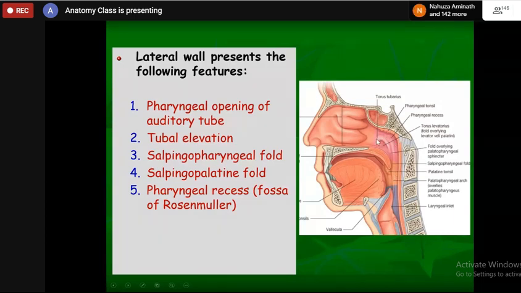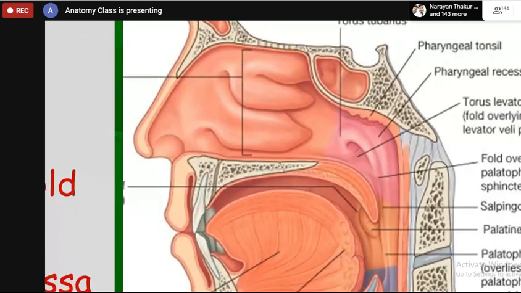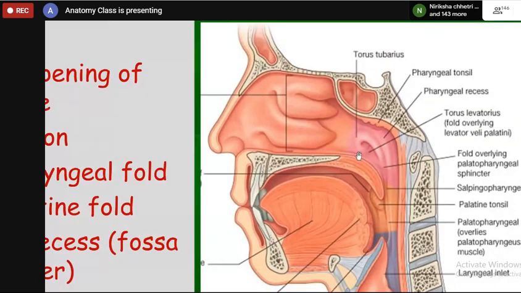When you see the lateral wall, can you see this small opening? This opening is known as the pharyngeal opening of the auditory tube. Now just above the pharyngeal opening of the auditory tube, can you see another elevation? This is known as the tubal elevation, or tubal tonsil. The number two.